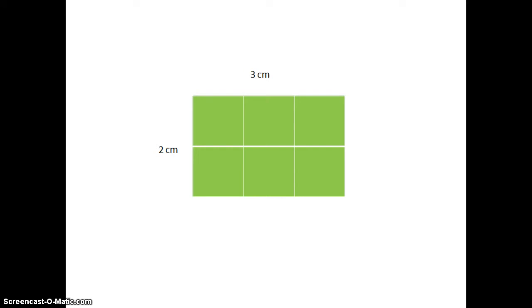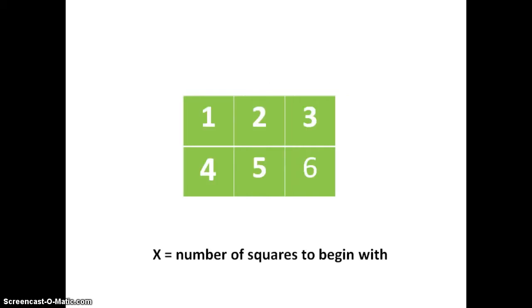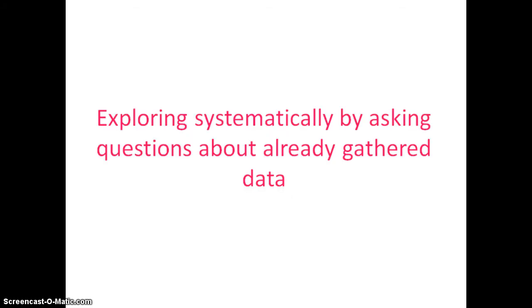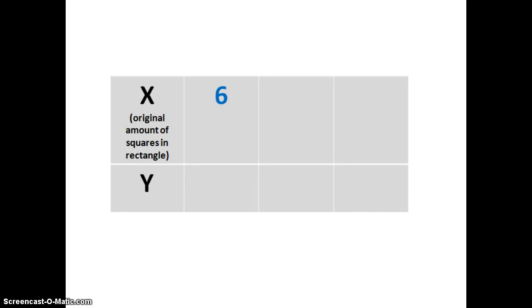Gathering the data. The question asked to find a relationship between the rectangle and the number of squares inside it. Hence, to gather data, I generated a few examples. Originally, the rectangle here is made up of 6 squares. Therefore, I noted that the symbol x was the number of visible squares the rectangle was made up of. Exploring this systematically, to be able to identify patterns, I constructed a two-way table from the beginning. So far, I know that x equals 6.